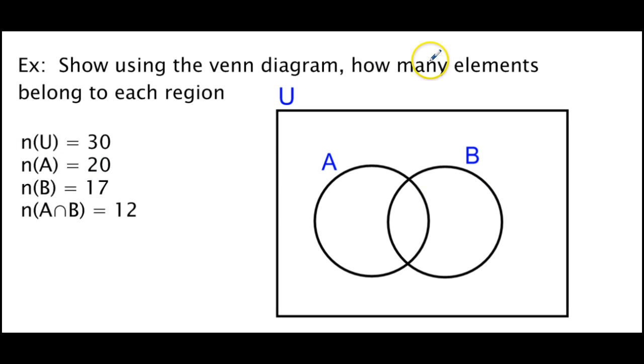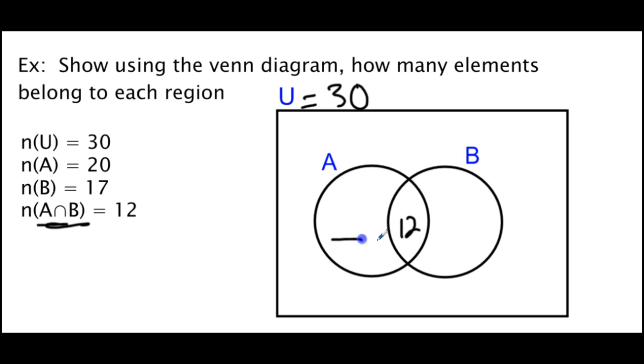Alright, so in this example, we're going to show, using the Venn diagram, how many elements belong to each region. They give us this information right here. The cardinal number of the universal set is 30, and we're going to just write that up here. So that means if we were to add up all the elements in here, it should equal 30. Just take note: the cardinal number for A is 20, the cardinal number for B is 17, and the cardinal number for A intersect B is 12. Since they tell us this, we can write in 12 right here, right?